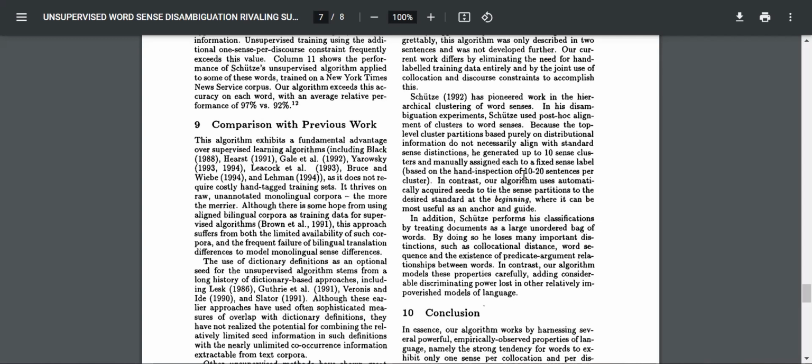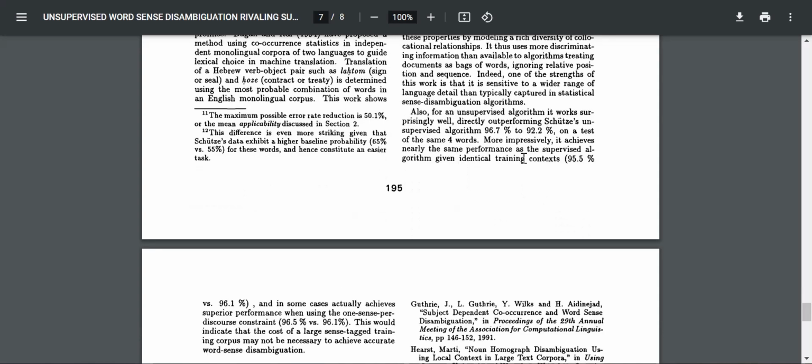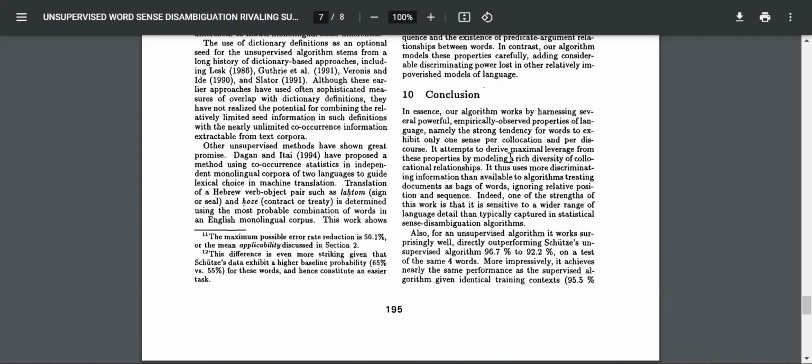In addition, Schütze performs his classification by treating documents as a large unordered bag of words. By doing so, he loses important distinctions such as collocational distance, word sequence, and existence of predicate-argument relationships. In contrast, the algorithm being used in this paper uses these properties carefully, adding considerable discriminating power lost in relatively impoverished models of language. Now, this paper was pretty good, pretty easy to understand, and pretty novel, I believe, for that time, and still all the points seem pretty valid and the assumptions seem pretty sound.